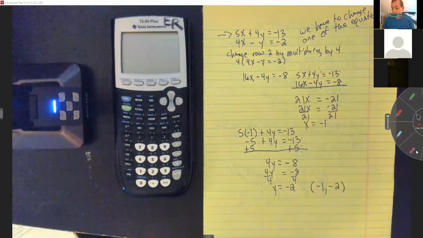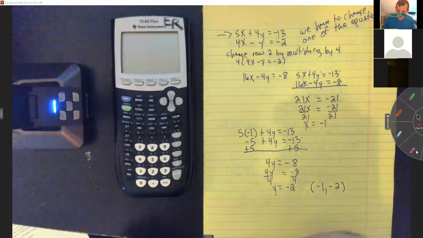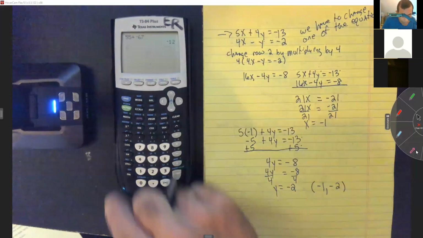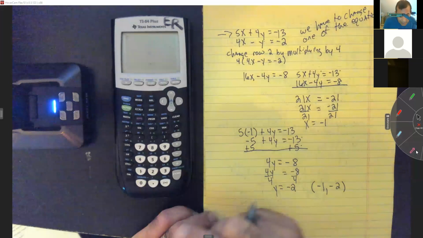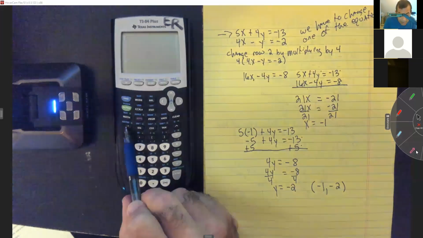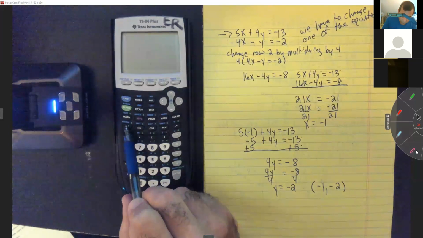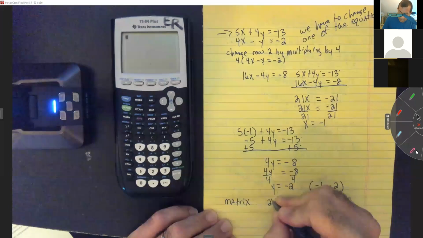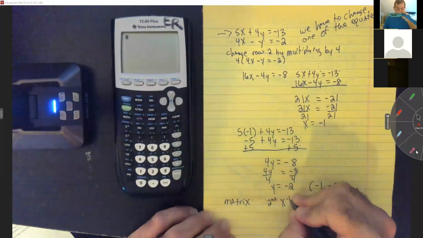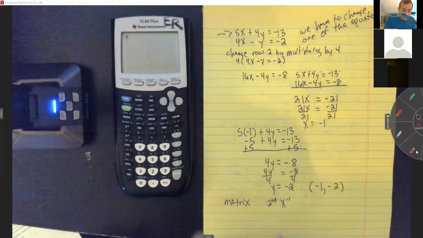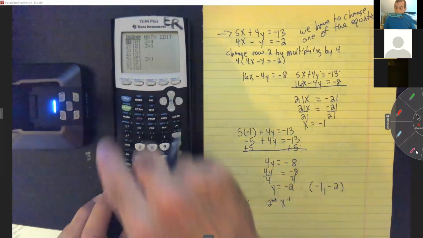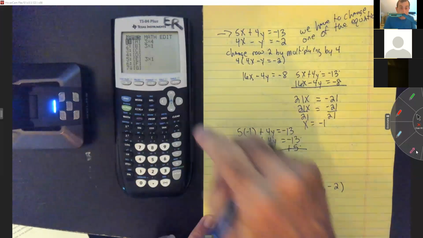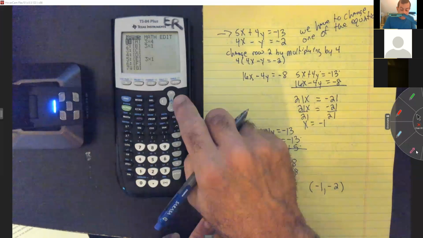So let me show y'all how to do this on the calculator. On the calculator, let me clear. On the left side where you got that x^-1 button, right above it, it says matrix. So I want to use the matrix by hitting second and then the x^-1. So second x^-1 brings out the matrix. The first thing we're going to do is edit. So go to edit and hit enter.